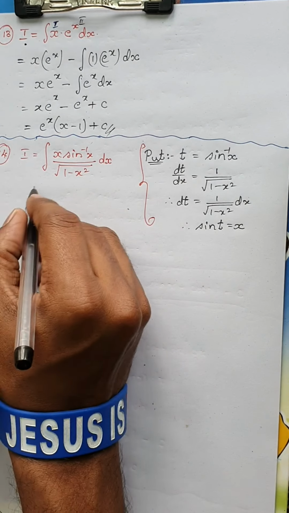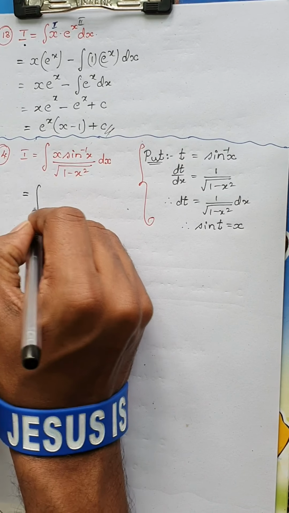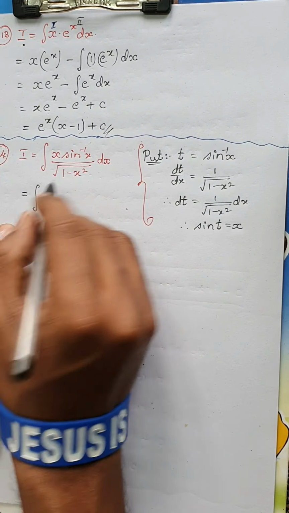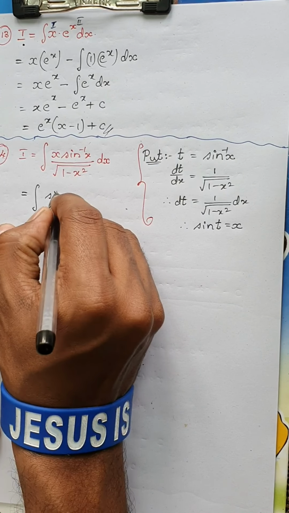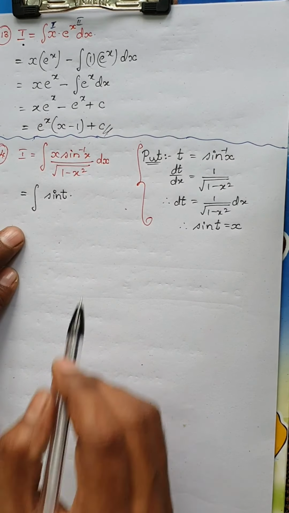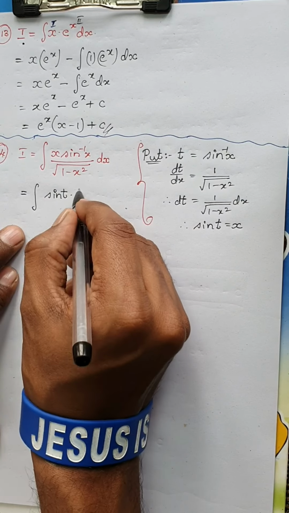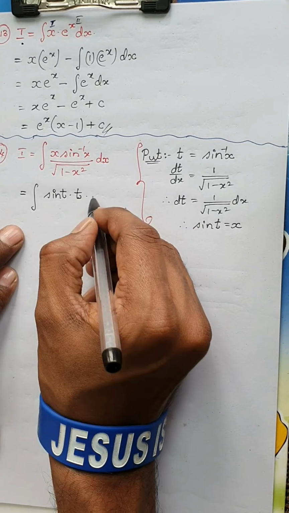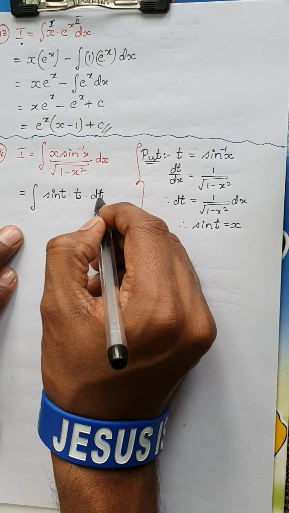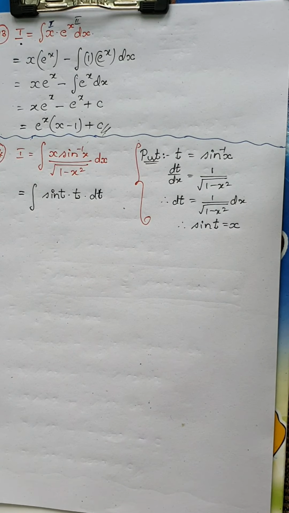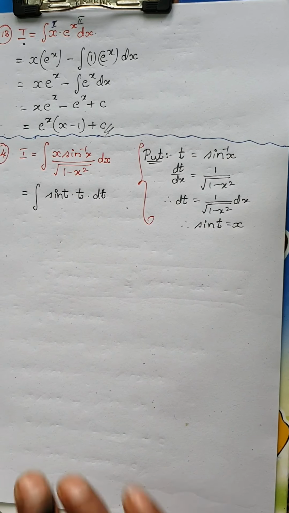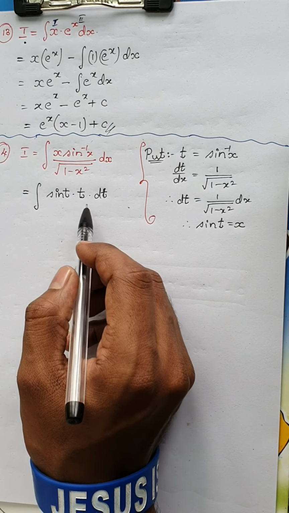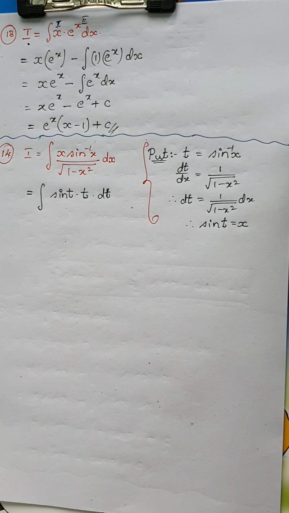Okay, so moving on, see what happens to the integral. This is nothing but the integral of x. Now, as I told you, what is x? x is nothing but sine t, into, now what is sine inverse x? As I told you, sine inverse x is t, and dx divided by root of 1 minus x square would be dt. So this has reduced to a very simplified form, sine t into t. Only thing is, in place of x, the integral is in terms of t. Now let us integrate with respect to t only.